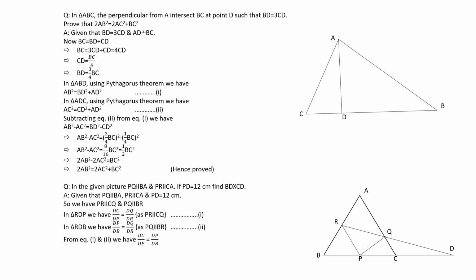Now from equations 1 and 2 we have DC by DP equal to DP by DB, which implies DC into DB equals DP square. You can write it as BD into CD equals 12 whole square, which is 144 centimeter square. This is the answer.